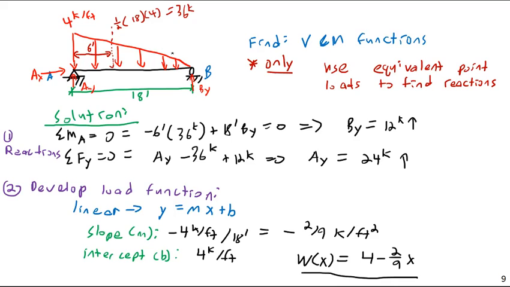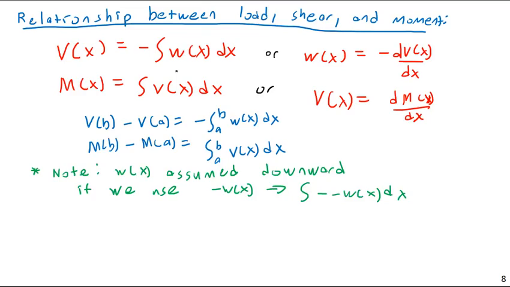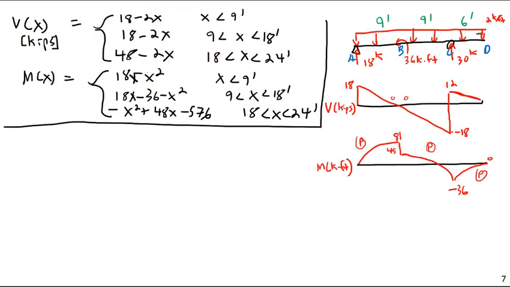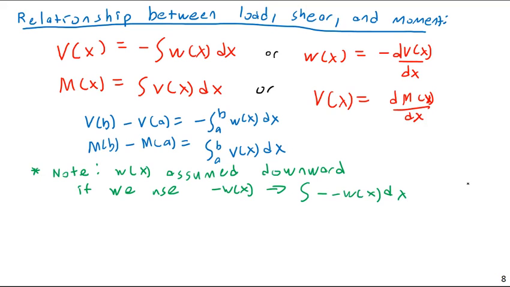If load was a constant value, say just a constant w across, my shear is going to be a linear function, and my moment is going to be a parabolic function. This is why we had a constant load here, and we had linear functions for our shear, and parabolic functions for our moment. This is an integral relationship.